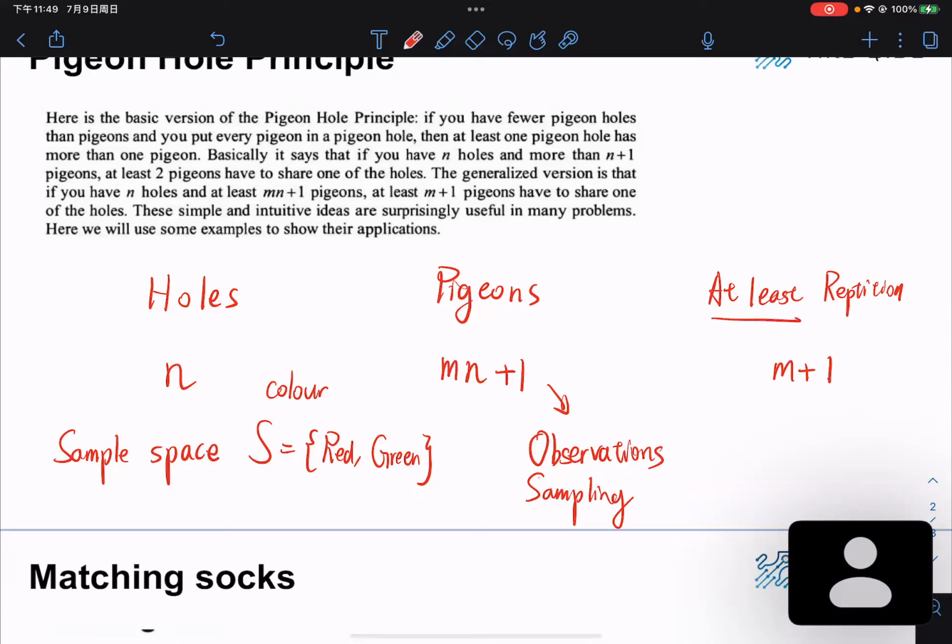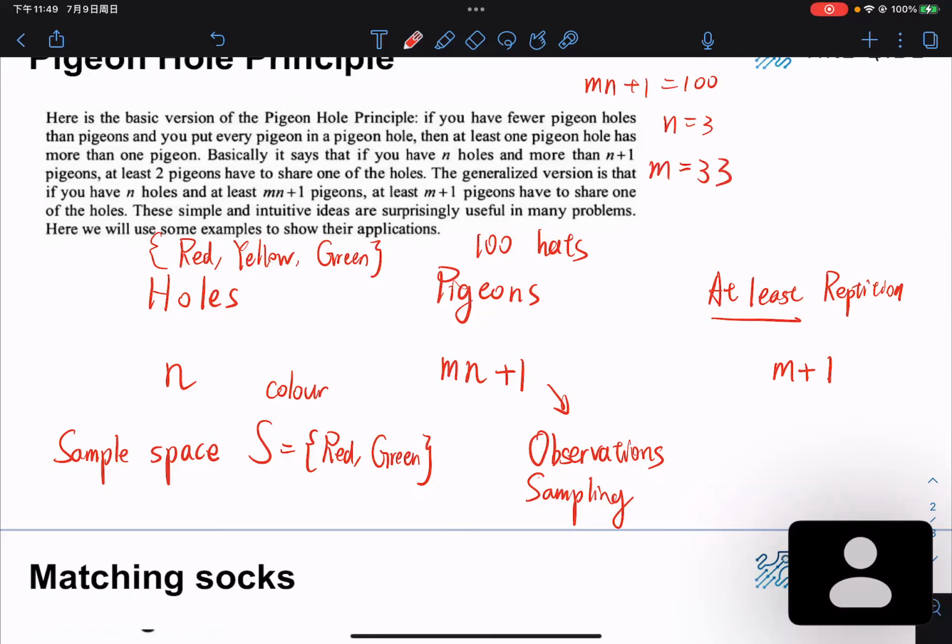And at least is going to say, for example, if we have 100 hats, well, they can only be red, yellow, or green, these three colors, then we can see that mn plus 1 equals 100, while n equals 3, then m is going to be what? 33. So at least 34 hats have the same color.